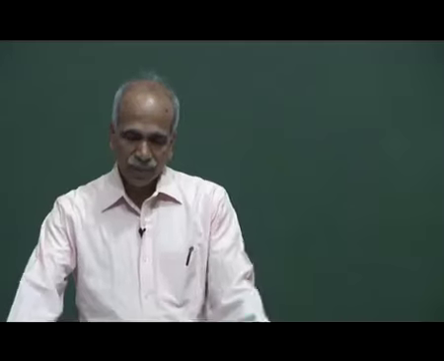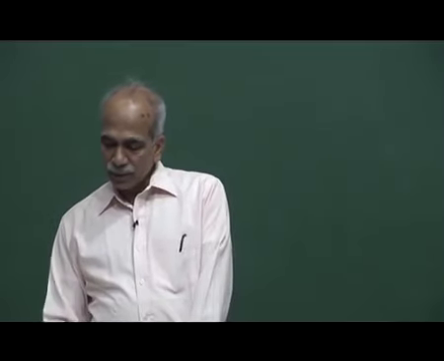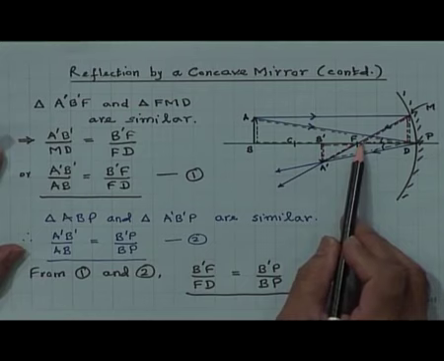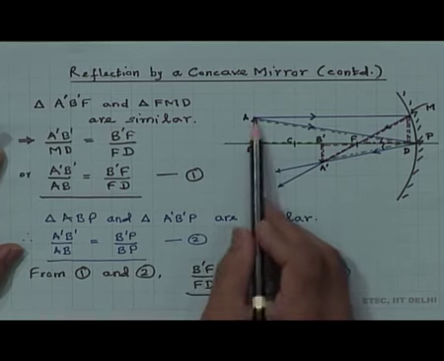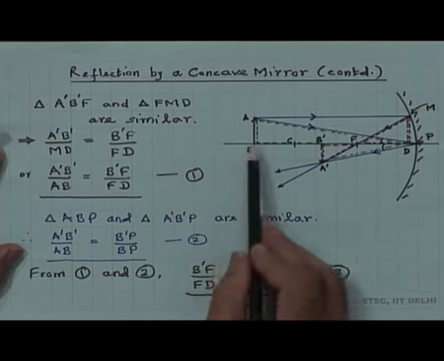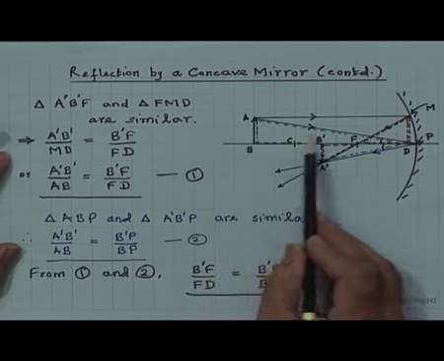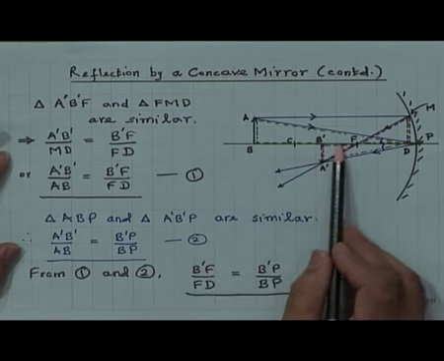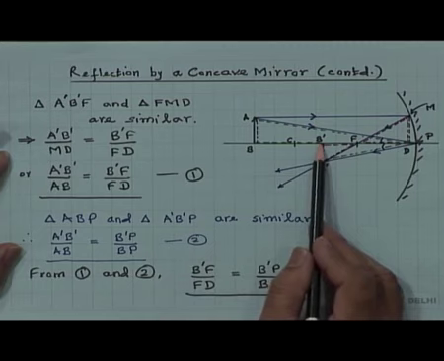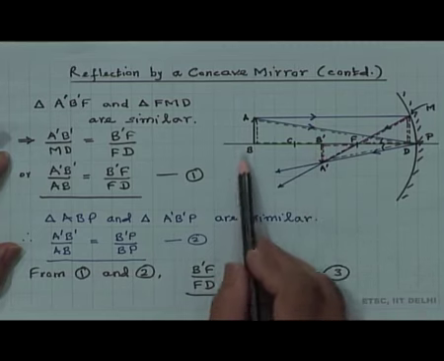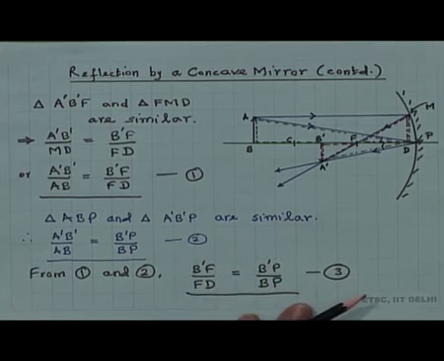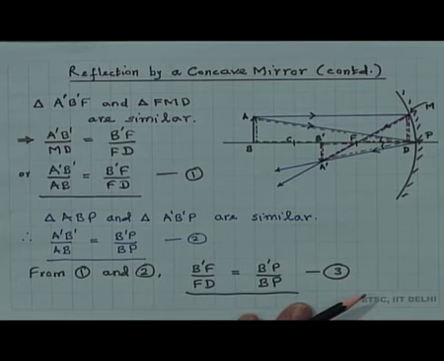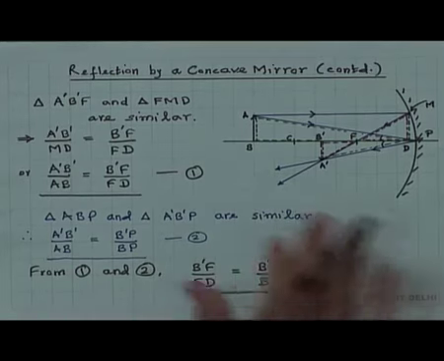So, we started with the problem where we had assumed the object to lie beyond C. Instead, if we had taken the object between C and F, and you draw the ray diagram, you can see that you will get an image beyond C, which is a magnified real image. So, a magnified real image, but an inverted image, which is beyond C, is also possible for real images.